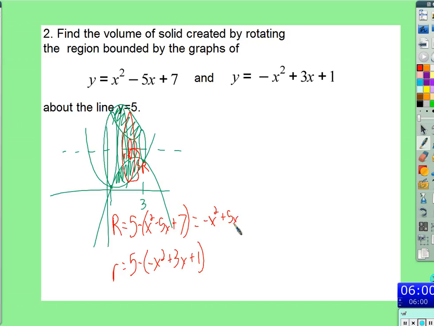Plus 5x, negative 7, plus 5, minus 2, this will be x squared, minus 3x, plus 4, which is negative in finite terms. So the area will be pi times big R squared minus little r squared, so that's negative x squared plus 5x minus 2, squared, minus x squared minus 3x plus 4, squared.